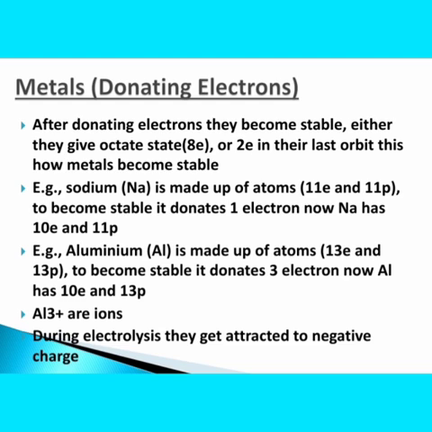So how many electrons is it donating? It is donating only 1 electron. If it donates 1 electron, what happens? 11 becomes 10, isn't it? So there will be 10 electrons and 11 protons. Now 10 electrons is less than 11 protons, isn't it? So another example we will take up, aluminium.